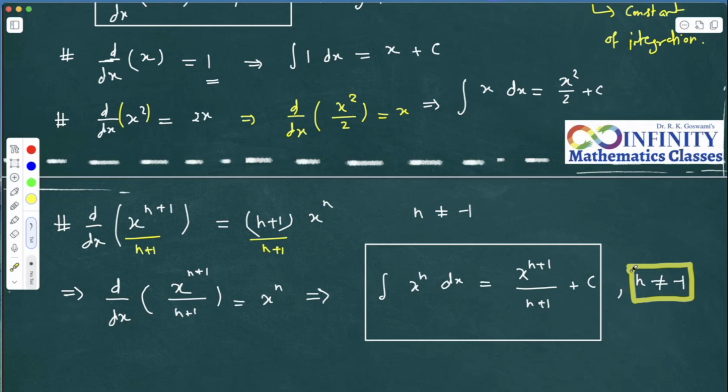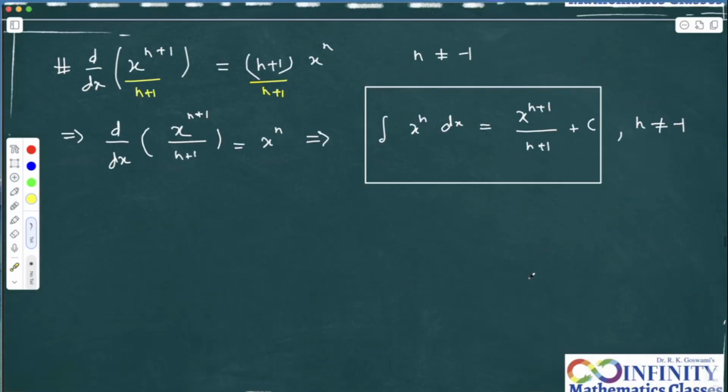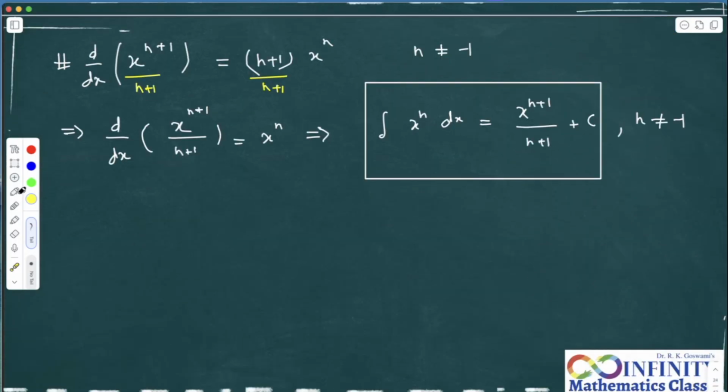That means there must be some specific formula for n equals -1 also, right? Let us just try to find that. In order to find that, let me remind you, there was a function natural log x, ln x. What was the derivative of ln x? If you can tell me.